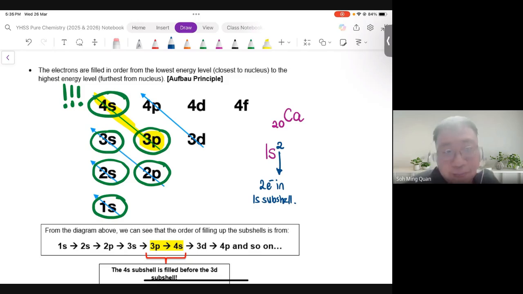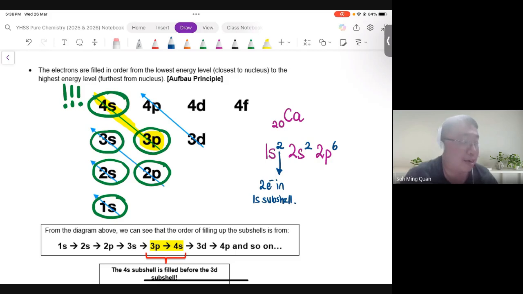That makes sense. After 1s, we go on to 2s. How many electrons can a 2s subshell hold? The answer is 2. So 2s2. s always holds a maximum of 2 electrons. All right? So we have 1s2, 2s2. After 2s is filled, we go to the next one, 2p. p can hold 6. Therefore, 2p6.